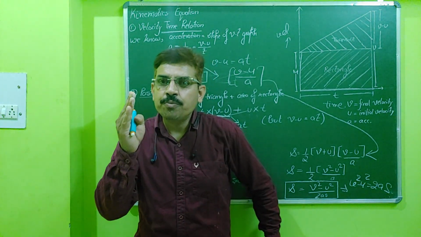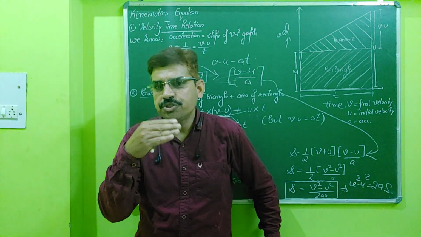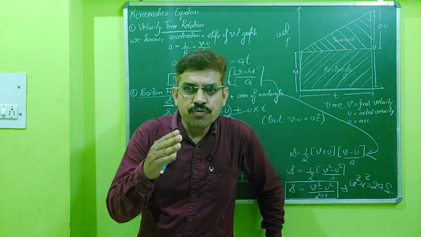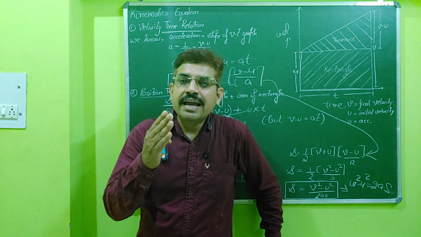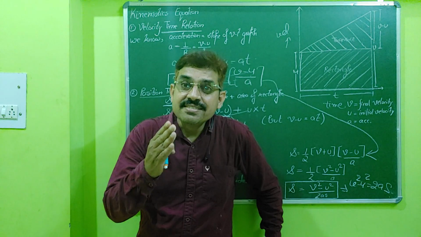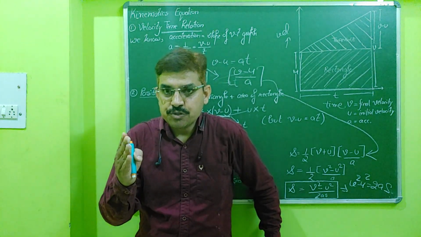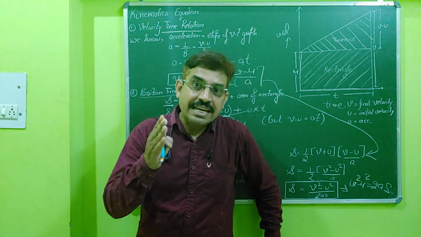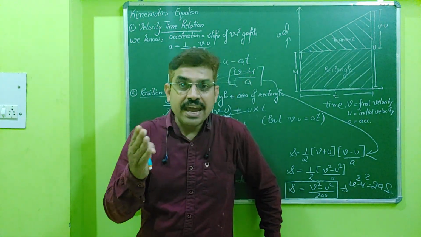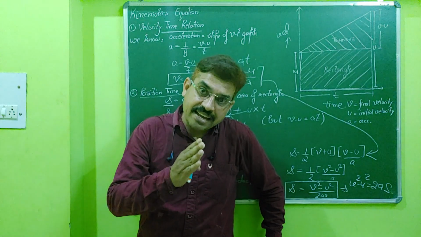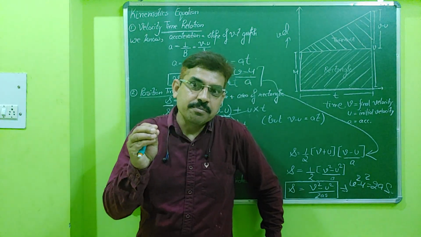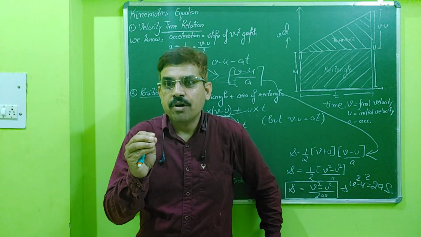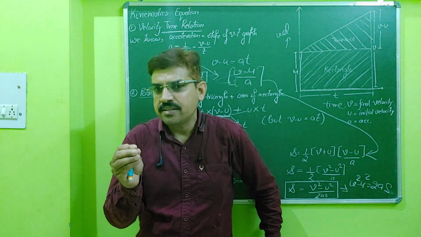If we go for slope, I am again going to share with you: the slope of the ST graph gives V, the slope of the VT graph gives A, the area of the AT graph gives V, and the area of the VT graph gives S. I am using this symbol. Always use this symbol, because it is a shortcut way to study things.